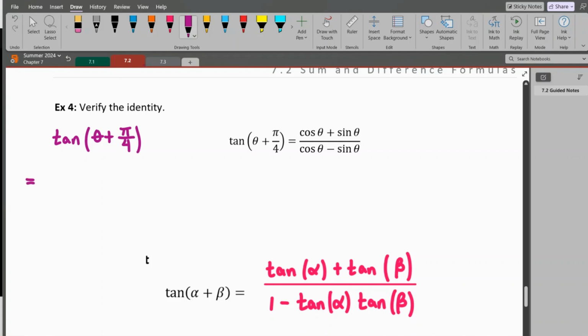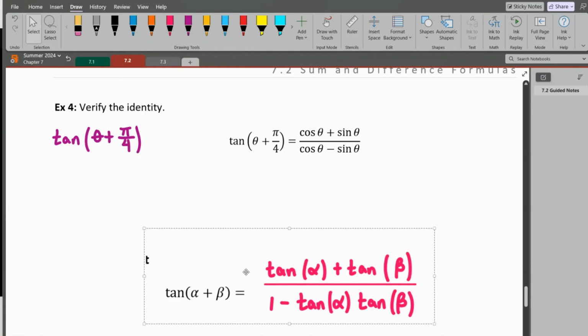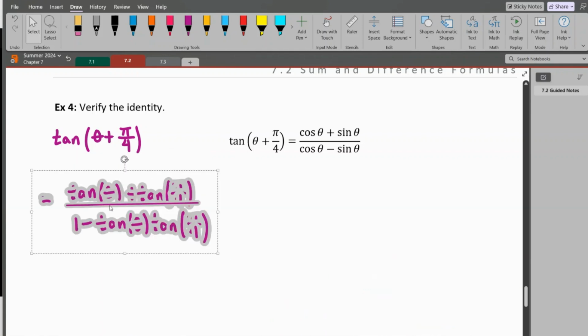And if we use this formula, it should be tangent of the first angle, which is theta, plus tangent of the second angle, which is pi over 4. And then in the denominator, we should have 1 minus tangent of the first angle again, and then tangent of that second angle, which is pi over 4. I need to copy this for just 1 second so that I can get rid of the identity and get it out of our way.